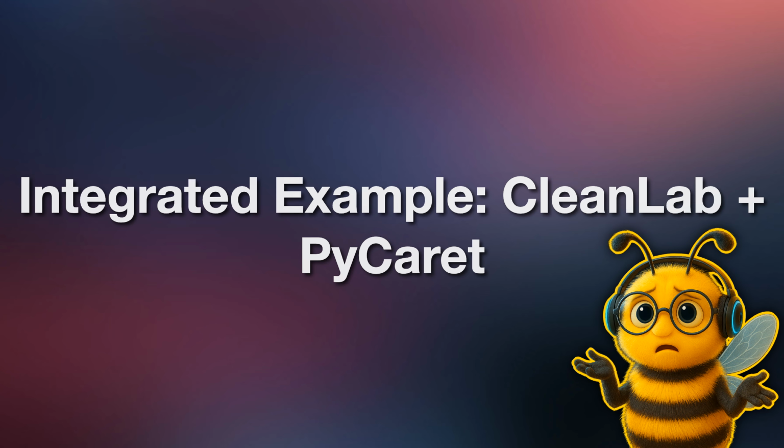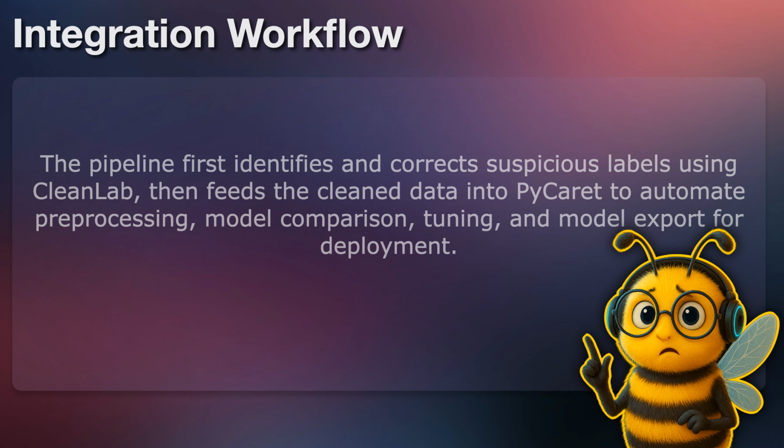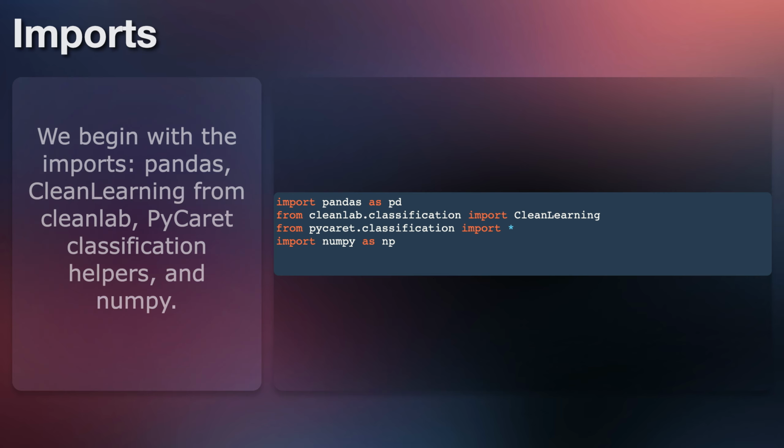This example combines CleanLab's confident learning for automatic label error detection with PyCaret's end-to-end AutoML to build a production-ready data cleaning and modeling pipeline. The pipeline first identifies and corrects suspicious labels using CleanLab, then feeds the clean data into PyCaret to automate pre-processing, model comparison, tuning, and model export for deployment. We begin with the imports.